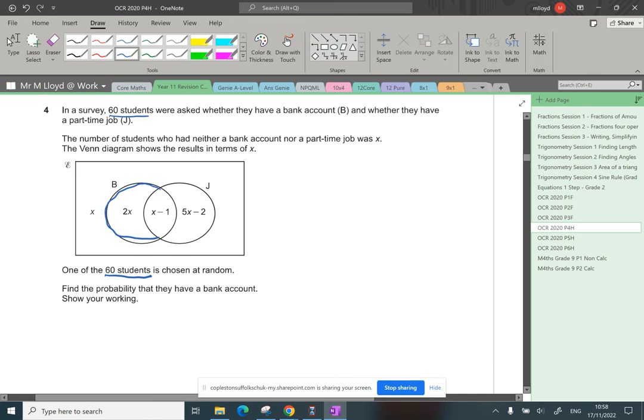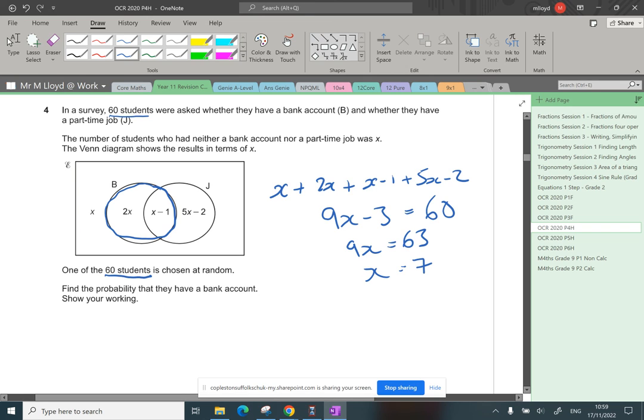So the bank account is going to be this bit here, but we need to work out, first of all, what X is worth. So we've got X plus 2X plus X minus 1 plus 5X minus 2. X, 3X, 4X, 9X. And then minus 1, minus 2 makes minus 3. That's all equal to 60. 9X therefore equals 63. And X will equal 7. Double check on the calculator. 7. That means that we've got 7 here, 14 here, 6 here, and then 5 times 7 take away 2, 33 have a job.